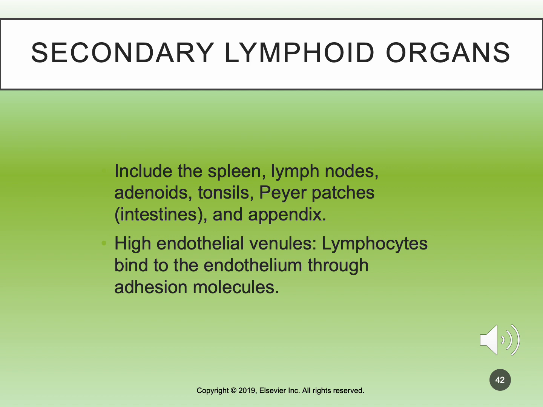When you think about clonal selection, there are several aspects that you need to think about. One of those would be secondary lymph organs, organs such as the spleen, lymph nodes, the adenoids, and tonsils. And we talked about that a little bit earlier in this lecture.